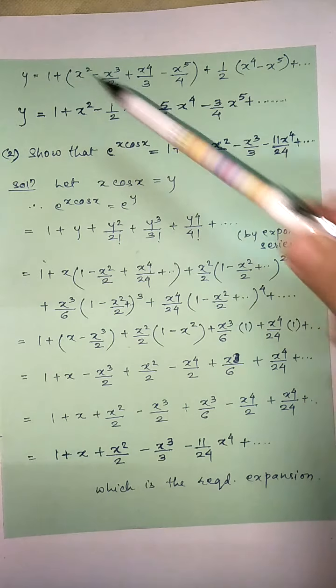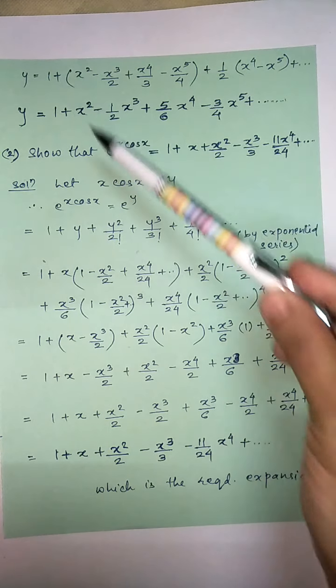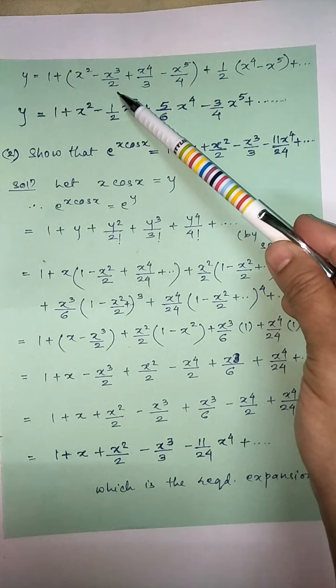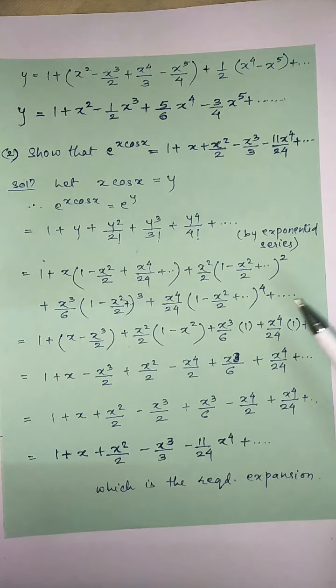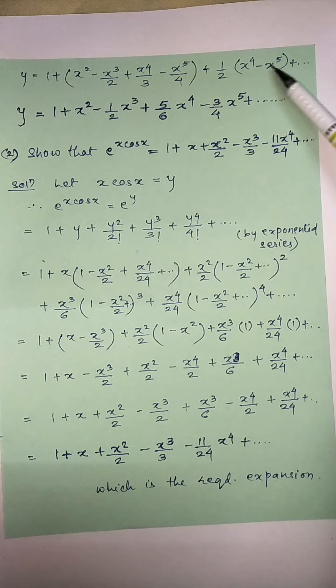y is equal to 1 plus x square minus x cube by 2 plus x raised to 4 by 3 minus x raised to 5 upon 4, plus from the next bracket we are taking only these two terms, 1 by 2 into x raised to 4 minus x raised to 5. Then we don't have any other terms up to x raised to 5. They are of higher powers of x, and we will neglect those terms. And this can be further simplified.